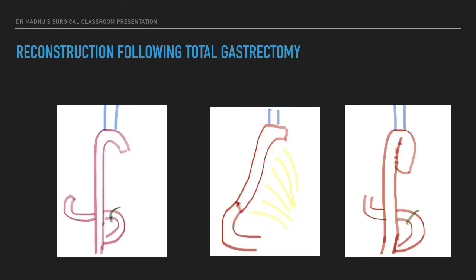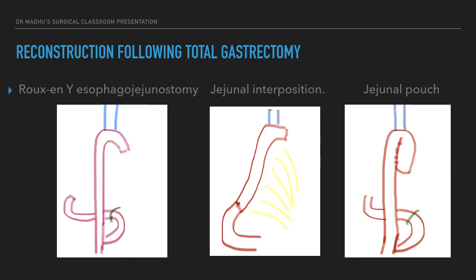So there are broadly three different ways of reconstructing following a total gastrectomy. As you can see, the first one is the classical Roux-en-Y esophagojejunostomy, where you take a Roux loop of jejunum 15 to 20 centimeters from the DJ flexure, and then that is anastomosed to the end of the esophagus, and you do a side to side jejunostomy 40 to 45 centimeters distal to the esophagojejunal anastomosis.